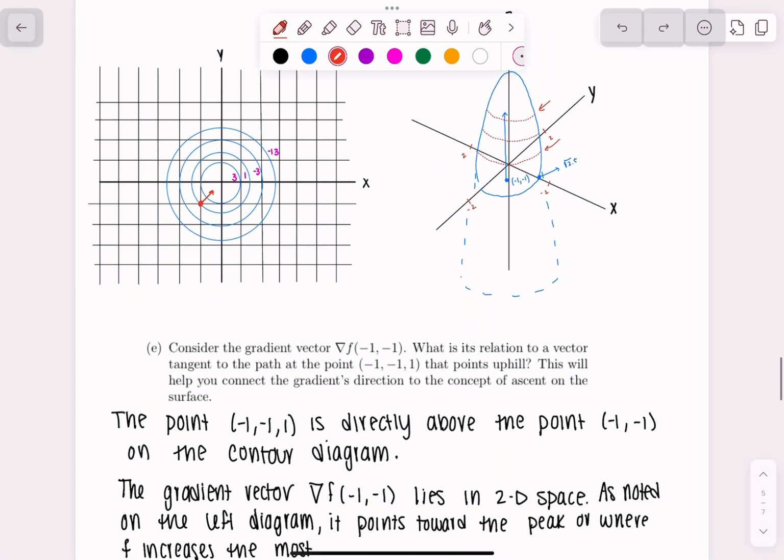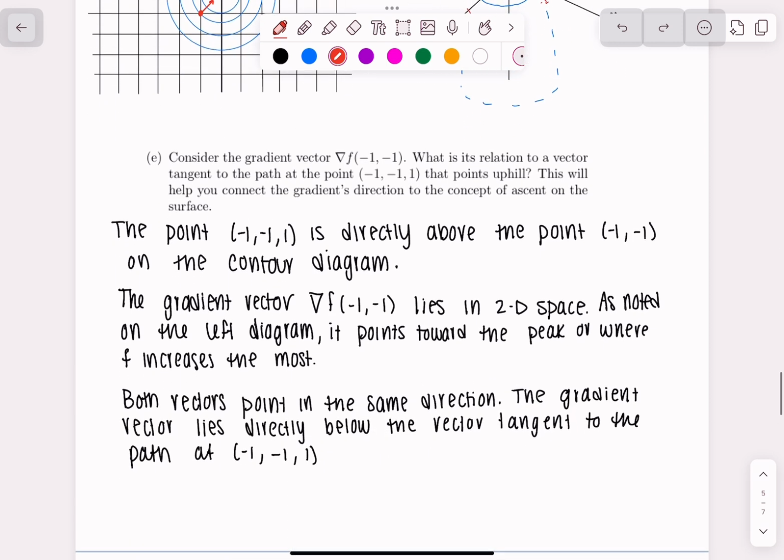Part E I did just touch on a little bit, but it's asking for the relation between the gradient vector f of -1, -1 to a vector tangent to the path at the point -1, -1, 1 that points uphill. So the point -1, -1 is directly above the point -1, -1 on the contour diagram. Again, just changing dimensions, but same idea.